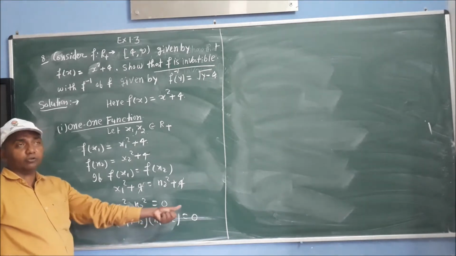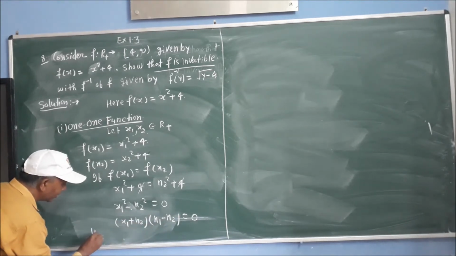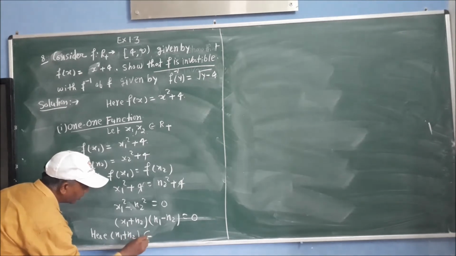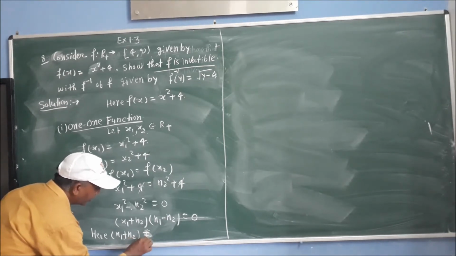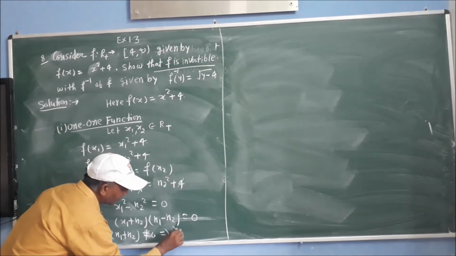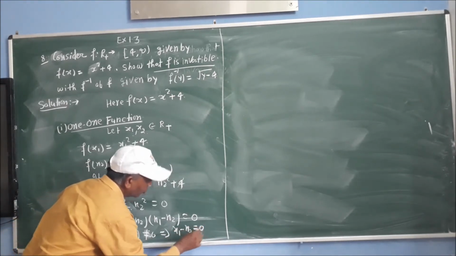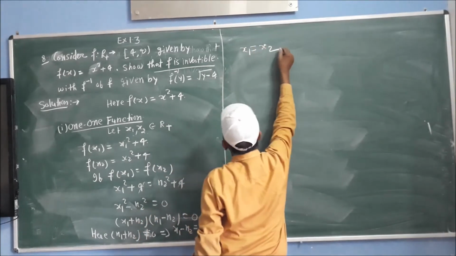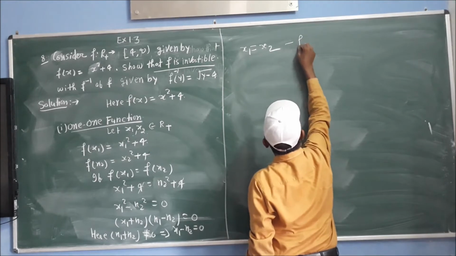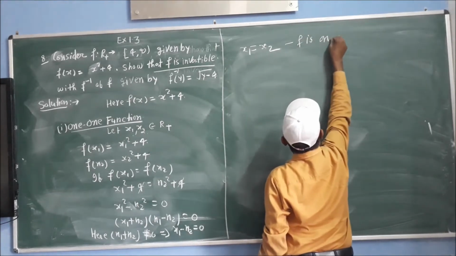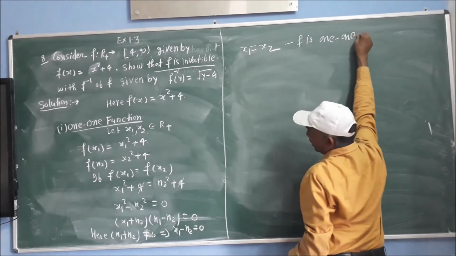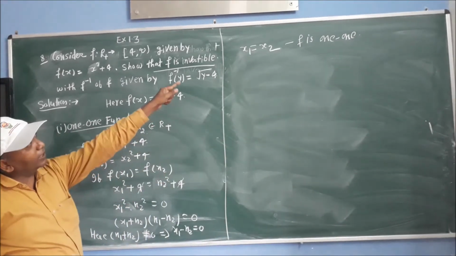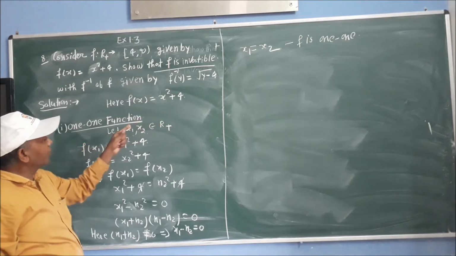That means x1 minus x2 is equal to 0. Here x1 plus x2 is not equal to 0. This implies x1 minus x2 is equal to 0. So you can write x1 is equal to x2. And if f of x1 equals f of x2 gives x1 equal to x2, we can write f is one-one. Because here I have taken f of x1 equal to f of x2 and also proved that x1 equals x2. So f is one-one.